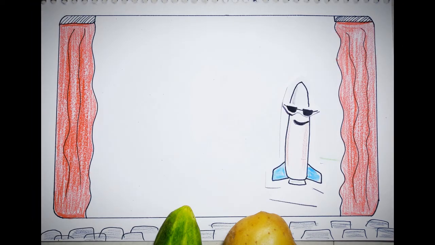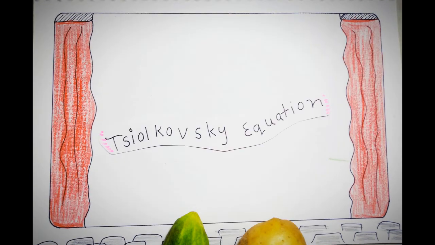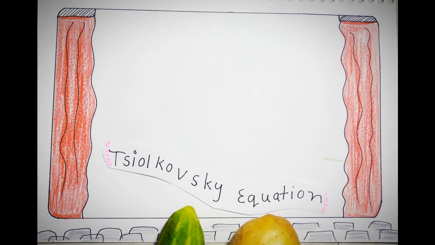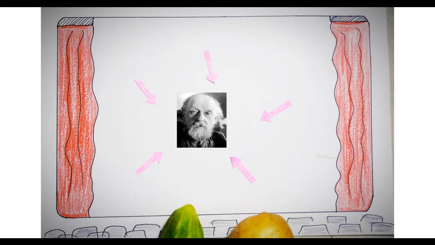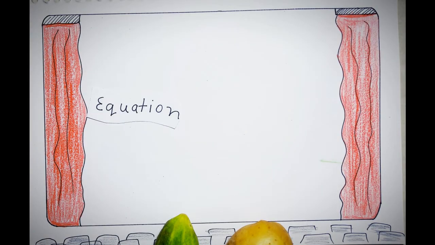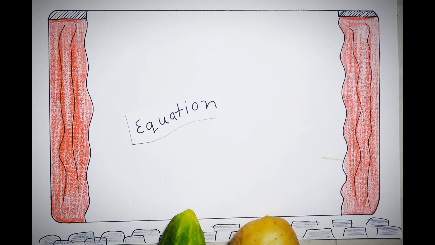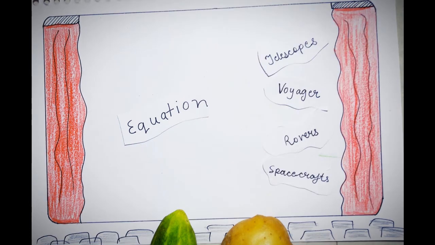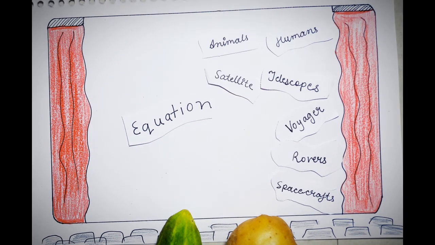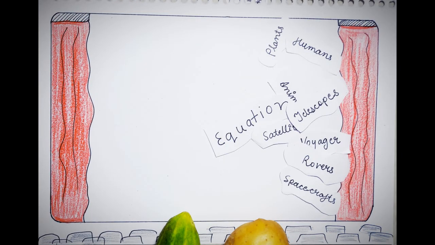This equation was derived by Tsiolkovsky and hence the name. This is the person who firstly answered the question whether we could achieve speeds needed for space travel or not. This equation has played an important part in the flight of spacecrafts, rovers, voyagers, telescopes, humans, and satellites, and even plants and animals for the quest of understanding nature more clearly.